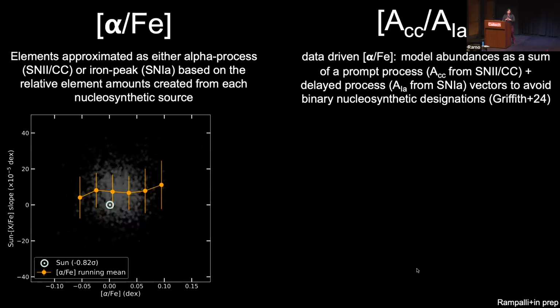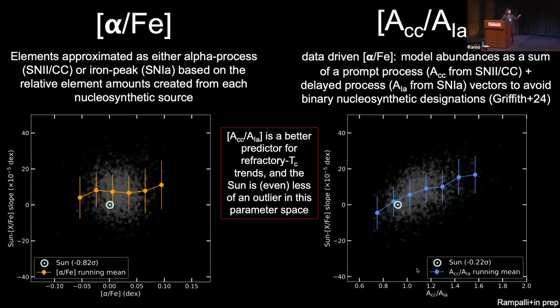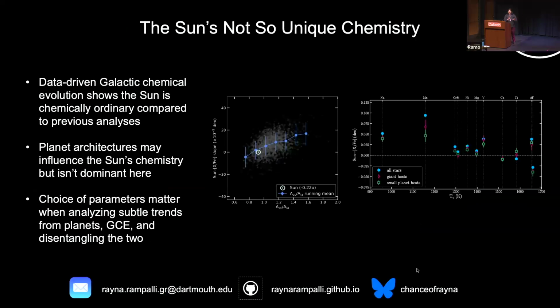So we go ahead and run this model on our data, and we get out these two metrics. A_cc and A_Ia are just describing the process amplitudes for each of these nucleosynthetic sources, showing how much of the star is coming from each of these sources. And if we see if this data-driven ratio does a better job of predicting this refractory depletion, we see that it does. And we also see that our sun is no longer even at the 1 sigma level. It's looking very average. So here we see that data-driven learning for GCE is doing a good job of explaining our sun, and our sun is no longer looking so unique, which, during these unprecedented times, it's a little bit of a relief to know our sun is still boring.